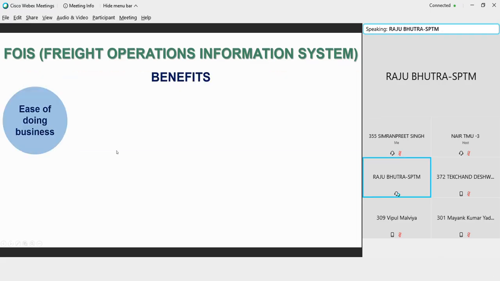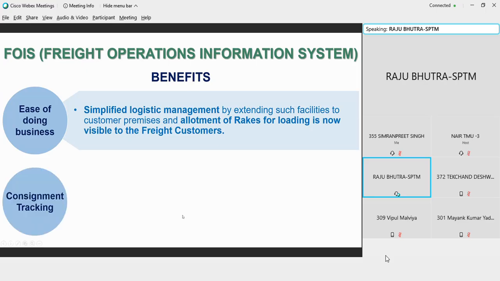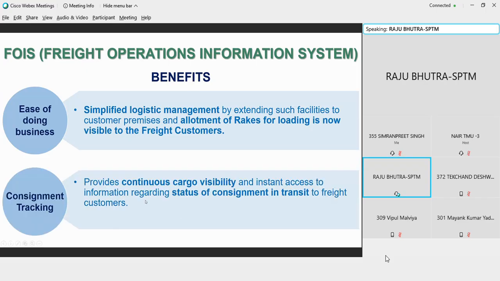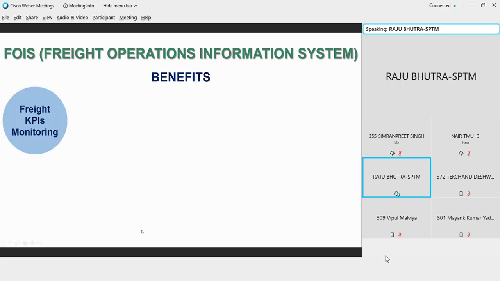What are the benefits? Ease of doing business, simplified logistics management by extending such facilities to customer premises, and allotment of rakes for loading is now visible to freight customers. Consignment tracking is possible, continuous cargo visibility is there, and instant access to information regarding status of consignment in transit can be given to freight customers. Global tracking of consignments in trains and wagons can be done. Freight KPIs monitoring can also be done.